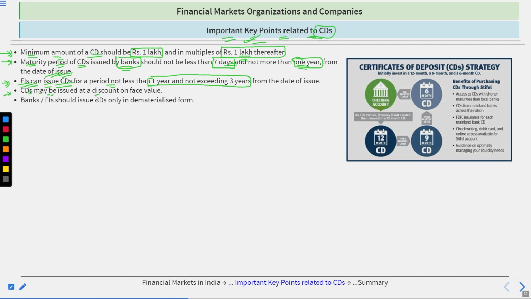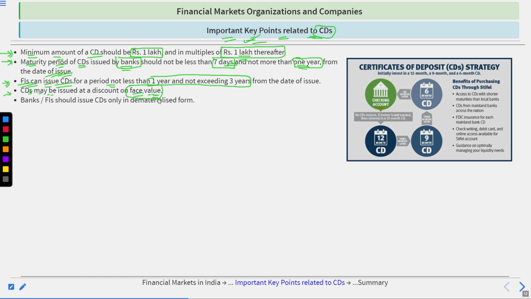The CDs may be issued at a discount on face value. What do you mean by this discount on the face value? Suppose the certificate of deposit was rupees 10 lakh. Then the person purchasing the certificate of deposit is not required to pay the 10 lakh directly. There will be some discount. For example, we are taking the discount as 10%. So the person is only required to pay rupees 9 lakh to the bank or financial institution from which the certificate of deposit has been issued.